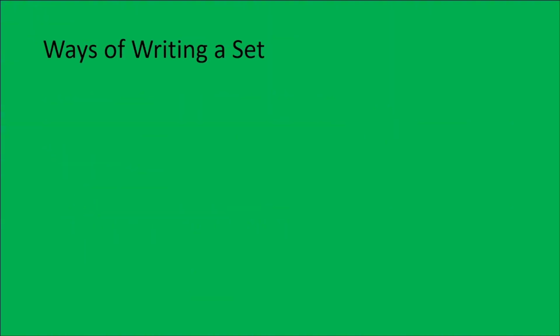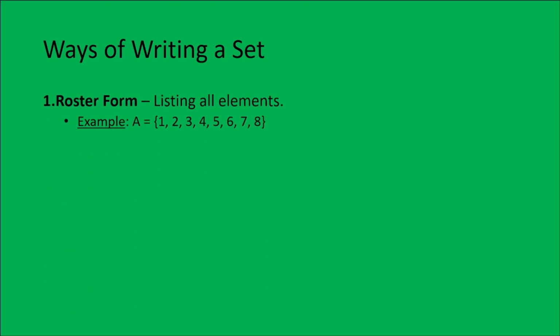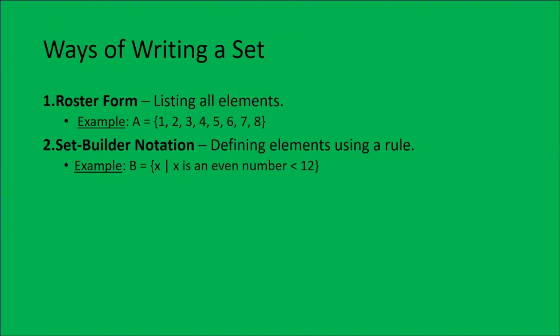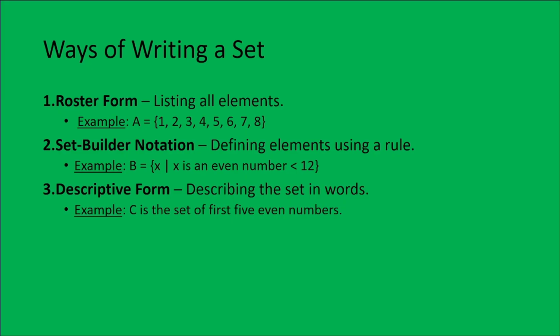So we have multiple ways of writing a set. The first way is writing it in the roster form, where we list all the elements, and here is an example. You have the example A, a set containing all the elements from 1 till 8. We have the set builder notation, which defines elements using a specific rule. We usually call rules P. So here is example B: the set of elements X, where X is an even number less than 12. The third way of writing a set is the descriptive form, which describes the set in words using plain English. So example C is the set of the first 5 even numbers.